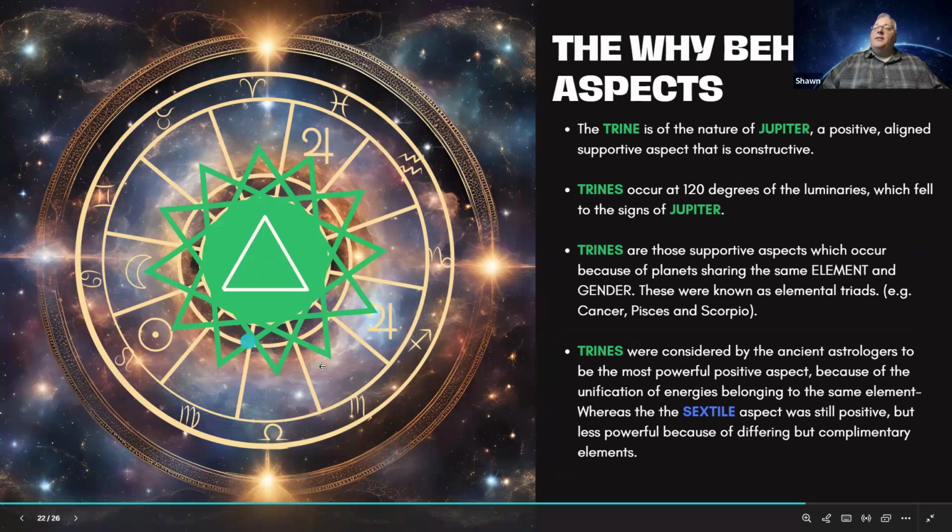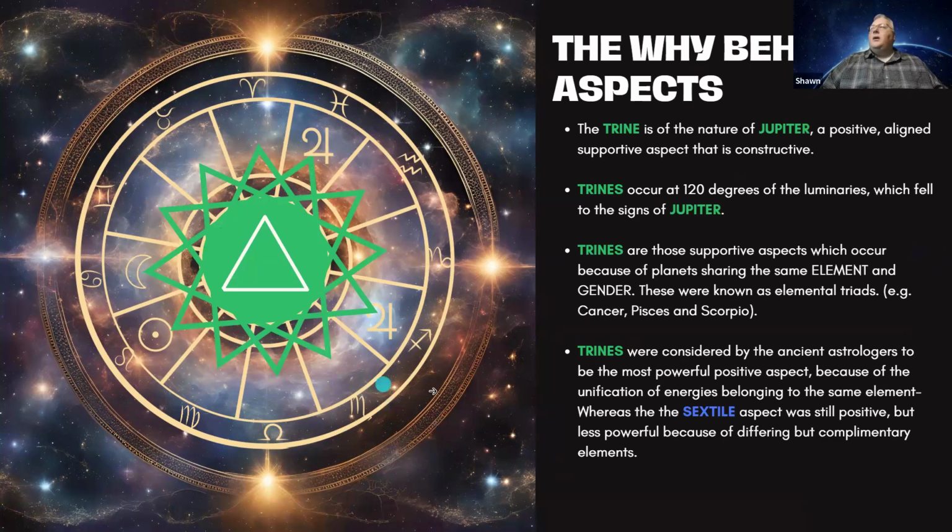One of the next ones we have is the trine, which is the nature of Jupiter. And trines occur at 120 degrees of the signs of the luminaries. So 4 signs away. So we have the moon in Cancer. Jupiter rules Pisces, another water sign. Feminine, water, same element. The sun, we go 4 signs away from the sun, and we find Sagittarius. That's where we get the nature of the trine. The trine combines the quality of the same element and the same gender.